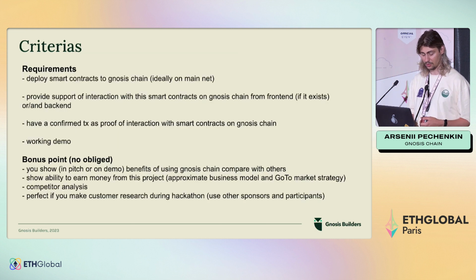It's not as important. About the criteria which we expect from the project: first of all, deploy a smart contract on Gnosis Chain. It could be testnet, it could be mainnet. It's your choice. Provide some interaction with a front end, if you have a front end, to interact with the smart contract deployed on Gnosis Chain, and have a few confirming transactions as proof that the smart contract is working, not just deployed. And it would be ideal if you have a working demo.